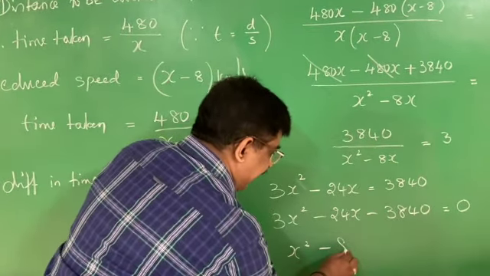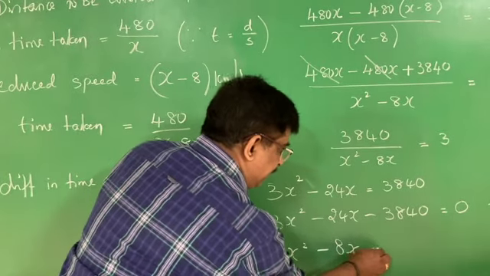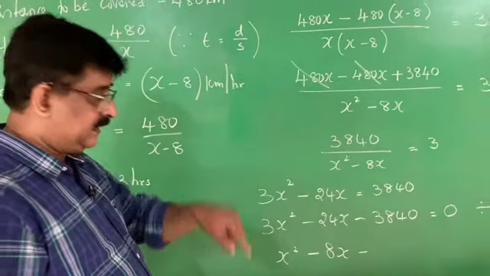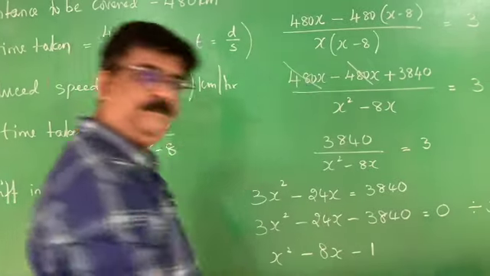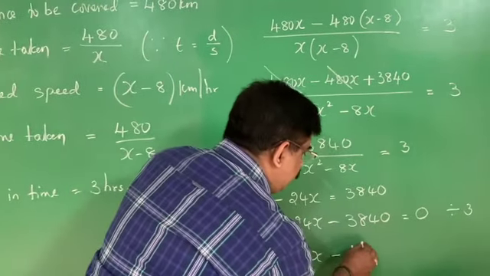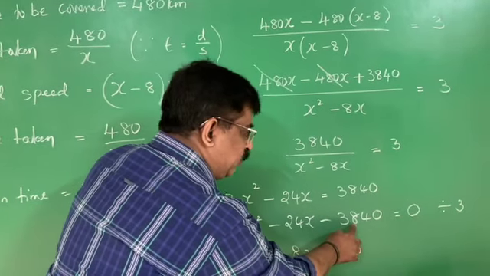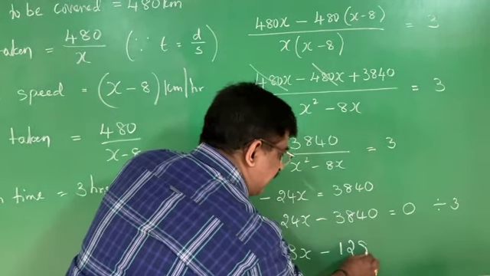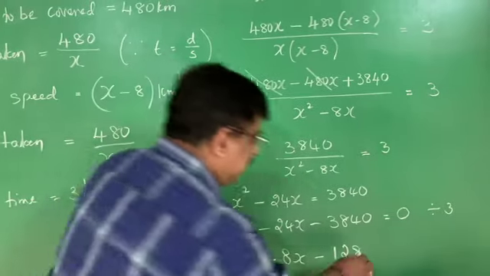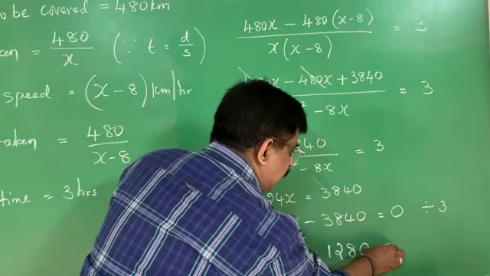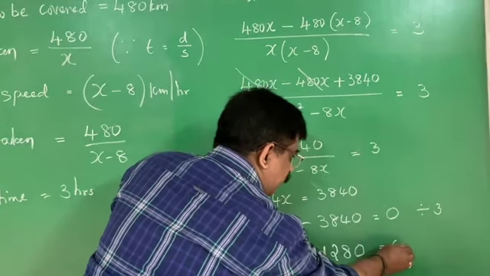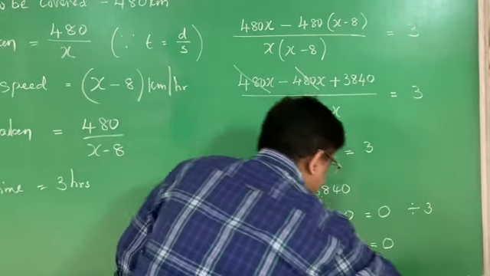24 means 8x minus, I have to divide by 3. 3 1s are 3, 3 2s are 6, 3 2s are 6 means 2 left, 24, 3 8s are 24, then 0 divided by 3 is 0. This is the equation.